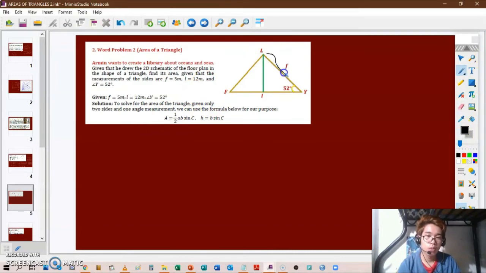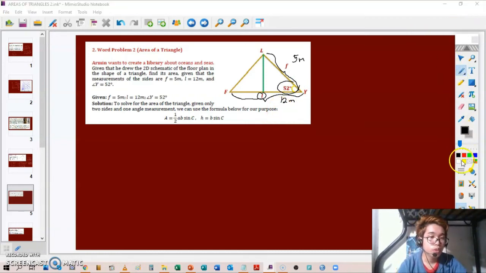Okay, so this is triangle FLY. Side F measures 5 meters, and side L, so side FY, is equal to 12 meters, and we have an angle FYL, angle Y, equal to 52 degrees. We want to get the area of this entire triangle.